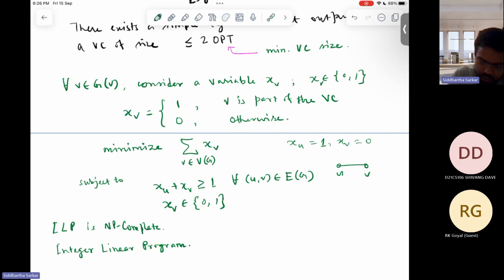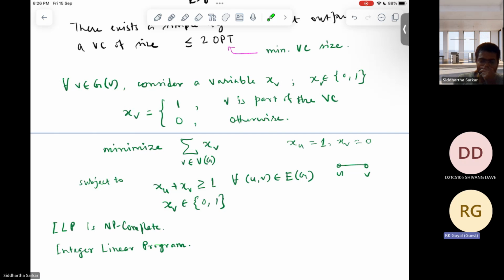So what is the formulation? The formulation is you have a variable xv which assumes the value 1 if it is part of your solution, and it assumes the value 0 if it is not in your solution. So there is no 0.5 or 0.3 kind of assignments. Yes, that is well understood.